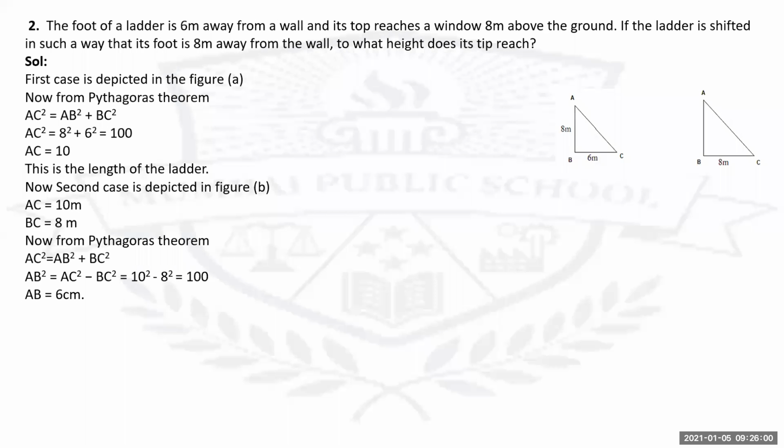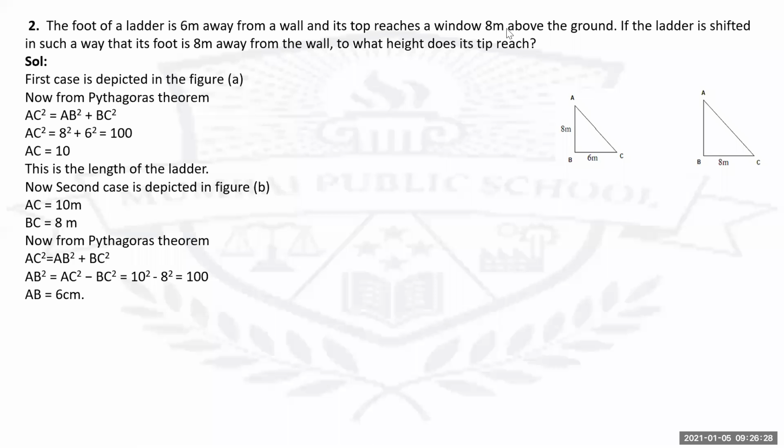Now, this is also an important question. This kind of questions come in your exams every year. Understand this ladder question. The foot of the ladder is 6 meters away from the wall and its top reaches a window 8 meters above the ground. If the ladder is shifted in such a way that its foot is 8 meters away from the wall, to what height does its tip reach?